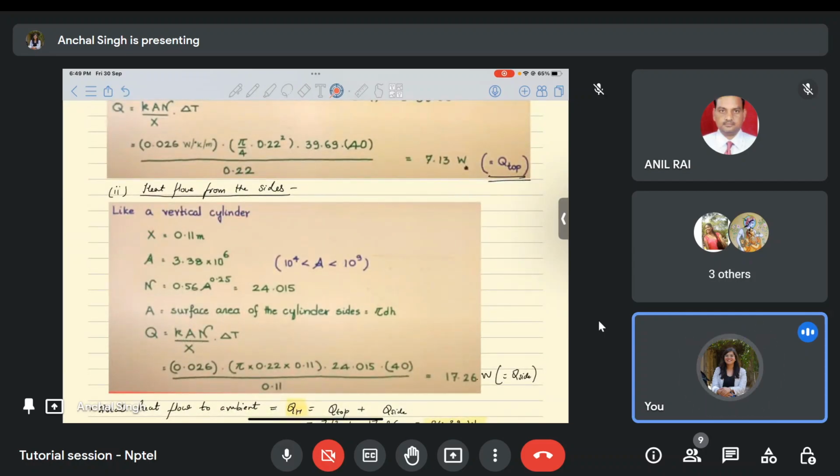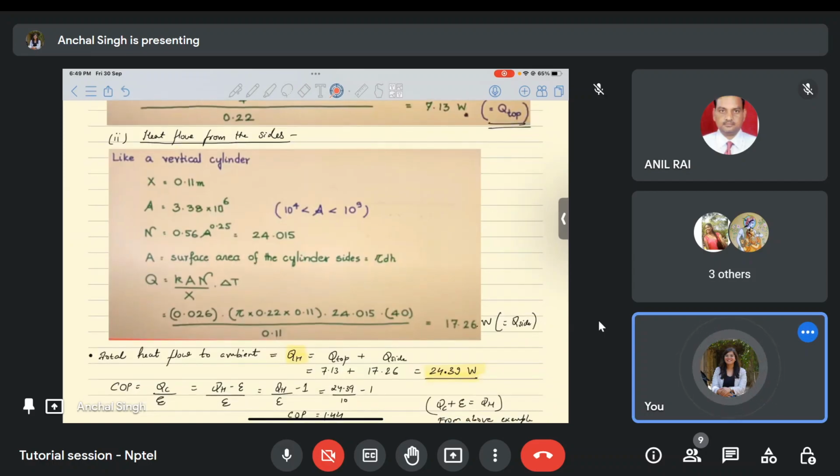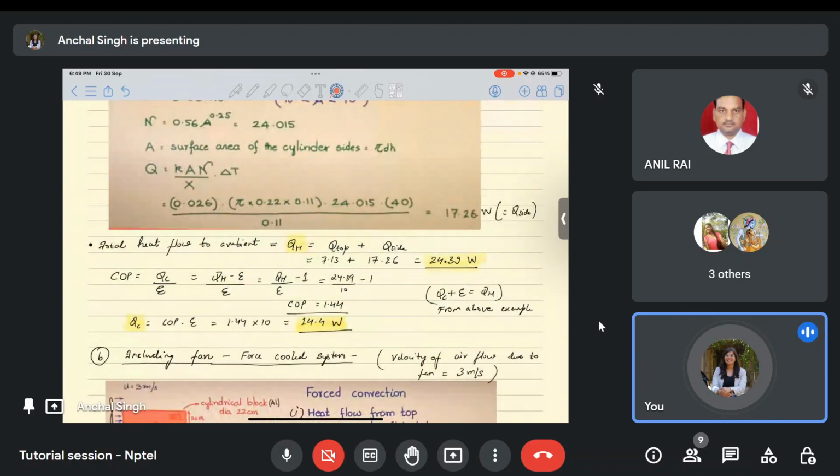For cylinder, the curved surface area will be 2 pi r into h, or we can call it pi dh. So depending on this area, again, we can calculate this value of k, and it will come out to be some value. So this will give us the total heat that is given to the ambient.